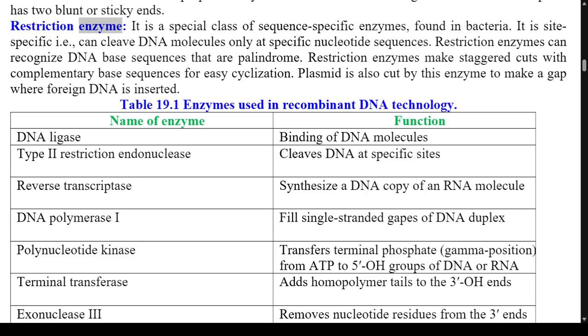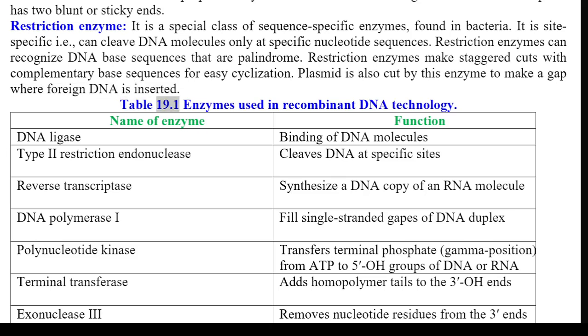Restriction enzyme. It is a special class of sequence-specific enzymes, found in bacteria. It is site-specific, i.e., can cleave DNA molecules only at specific nucleotide sequences. Restriction enzymes can recognize DNA base sequences that are palindromes. Restriction enzymes make staggered cuts with complementary base sequences for easy cyclization. Plasmid is also cut by this enzyme to make a gap where foreign DNA is inserted.